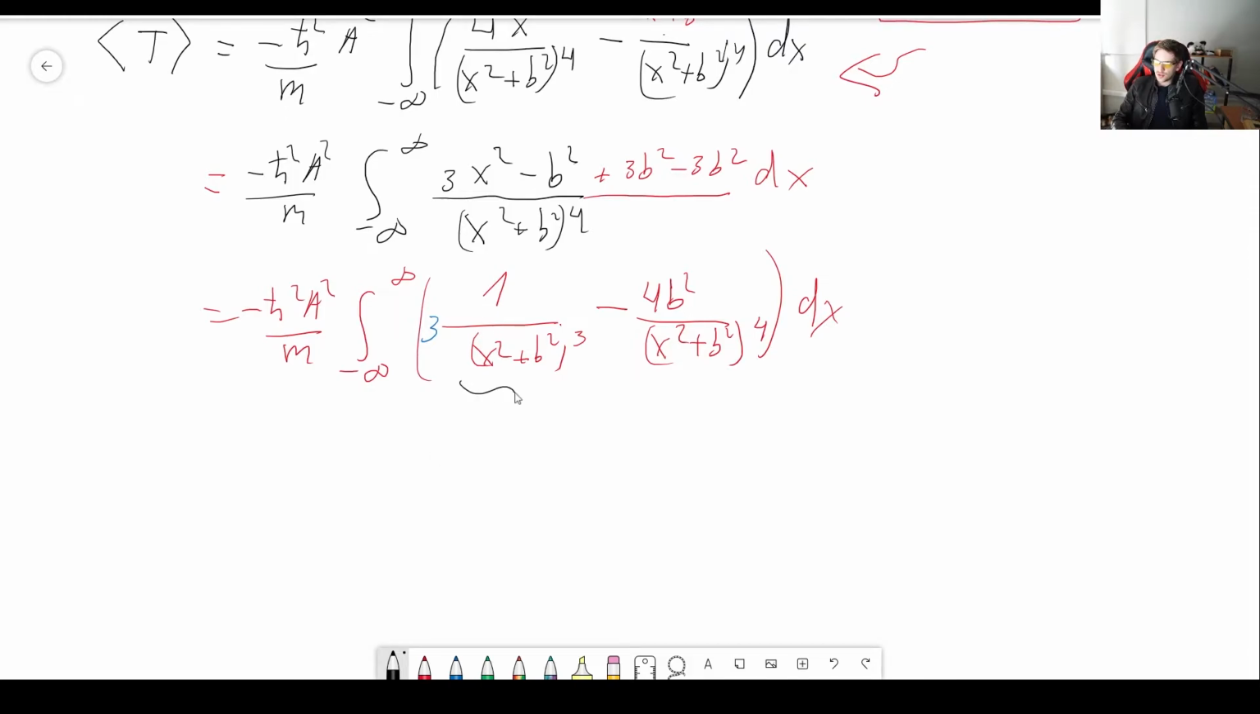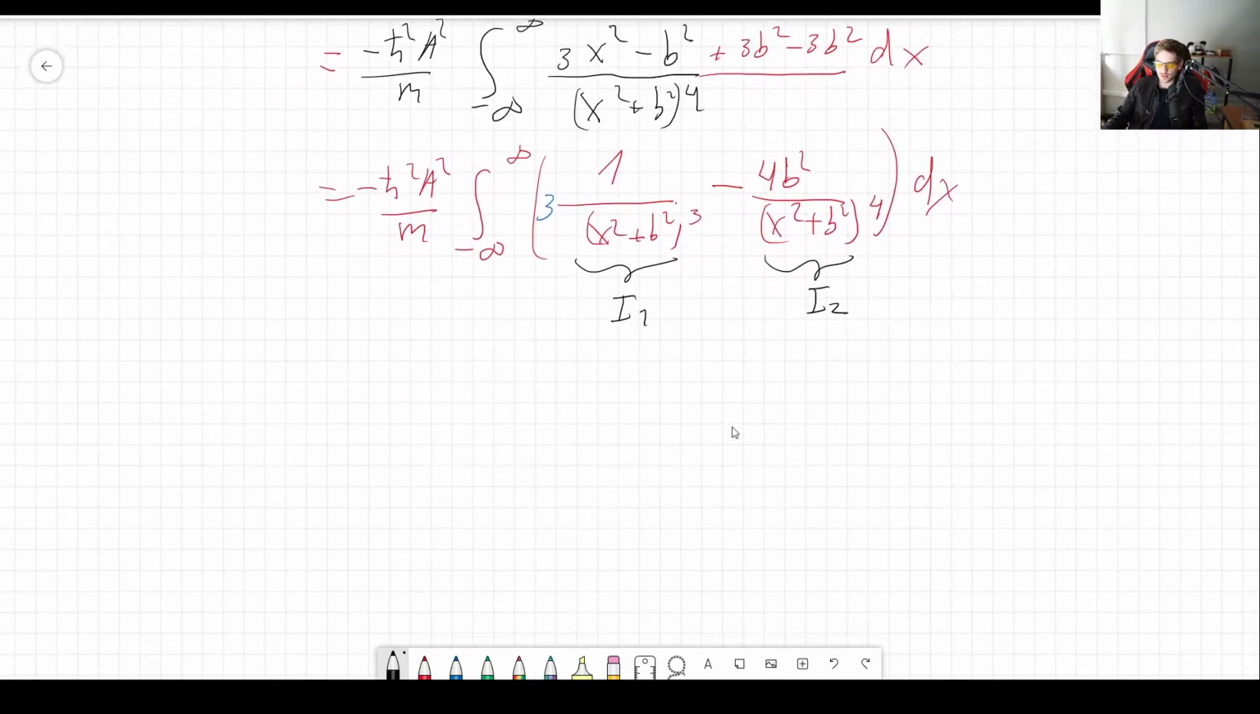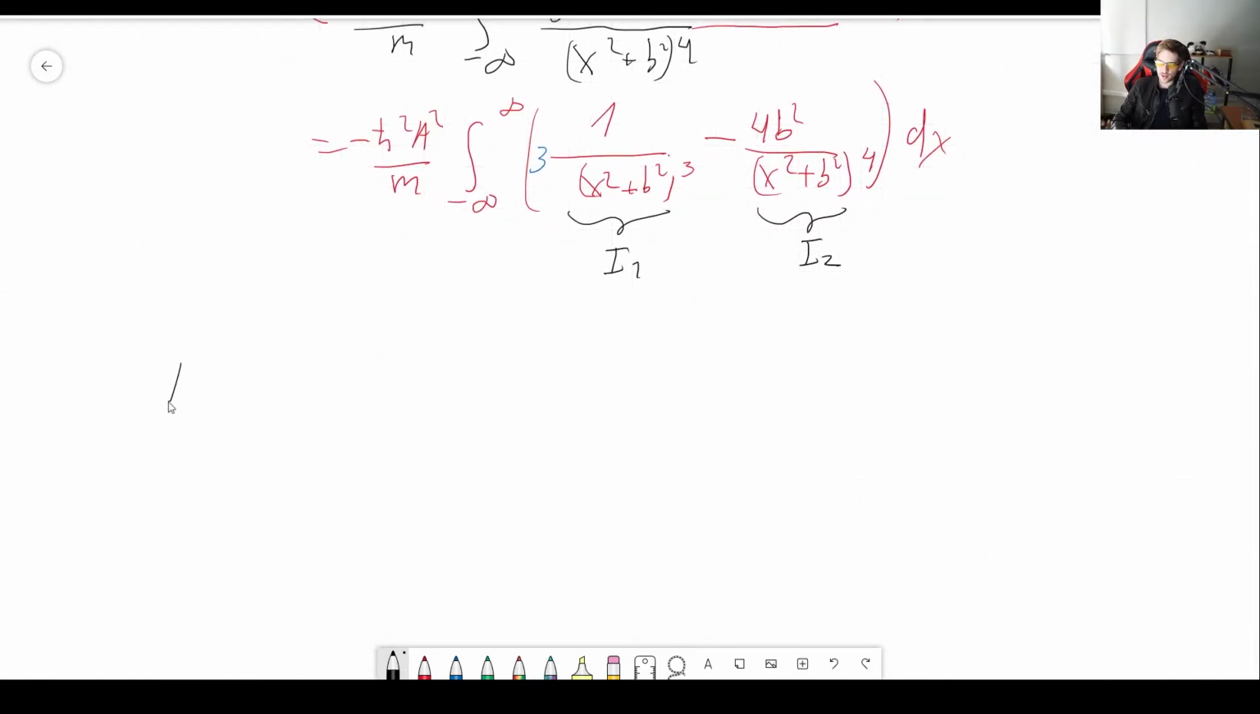So now let's call this I1, and this is going to be I2. Okay, of course, without this 4b squared. It is simply a constant, so it's not going to make any difference in the integral. So what is I1? So I1 is the integral of minus infinity to infinity of 1 over x squared plus b squared cubed. Okay, I did not consider the 3 now. So the result that I get, I need to multiply by 3. Do not forget about it.